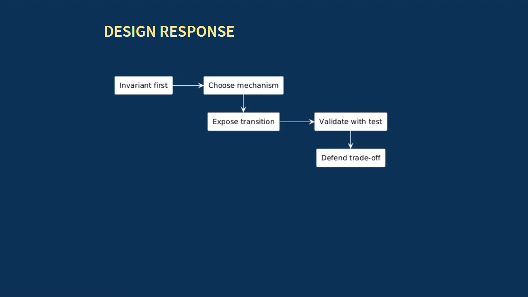The design response starts with the invariant, not the tool. Once you know what must remain true, you choose the mechanism that protects it, such as a guarded transition, explicit coordination, or a retry-safe path. Then you make the transition visible, validate with a test, and defend the trade-off. The important point is that protection is never free. You usually pay with complexity, waiting, or reduced throughput.